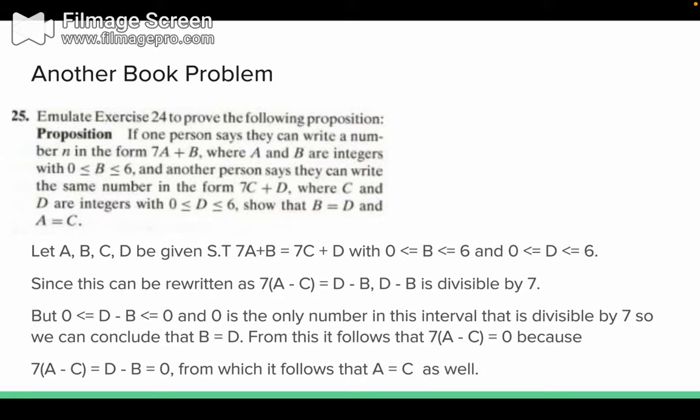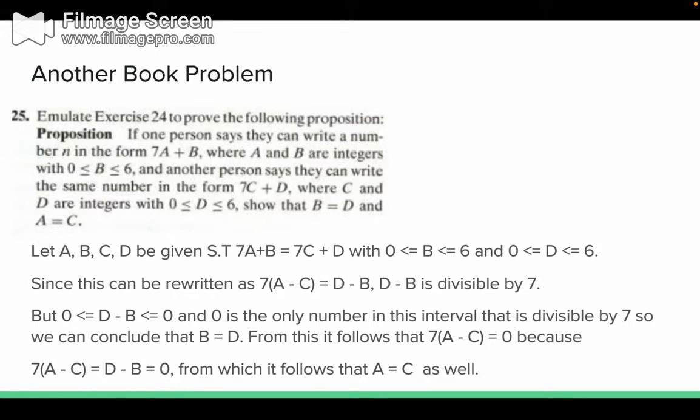So here's another book problem. They're using the same formula, which is ka plus b, to represent any number. So for this proof, I wrote down: let a, b, c, and d be given such that 7a plus b equals 7c plus d, with b being greater than or equal to 0 but less than or equal to 6, and d being greater than or equal to 0 but less than or equal to 6.